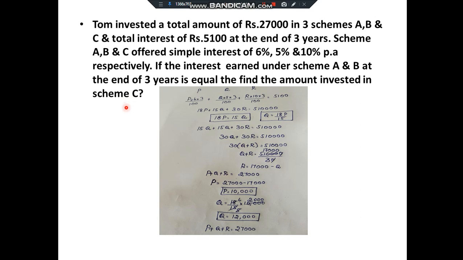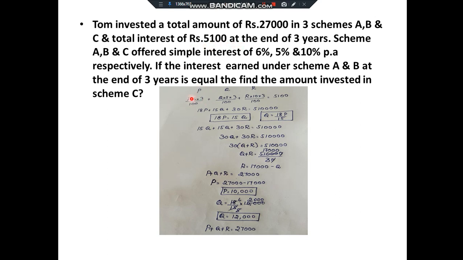Okay, just write down what all is given. 6%, 5%, 10% for 3 years. So your total percentage would be 18%, 15% and 30% respectively, and total principal is 27,000 they have given, and total interest is 5,100 also they have given. Okay, so how will we solve? Just go with formula method.